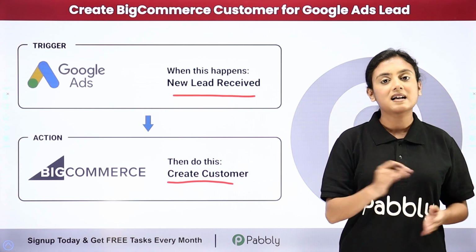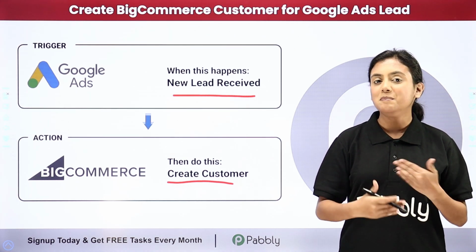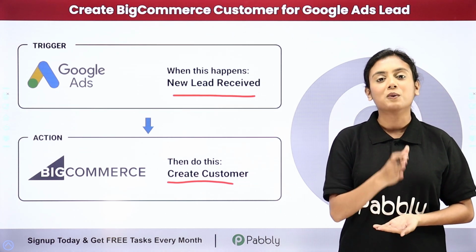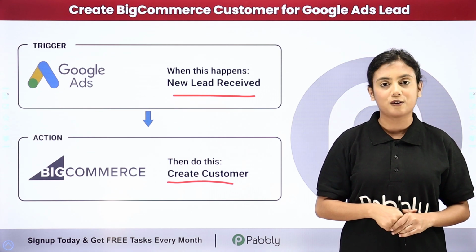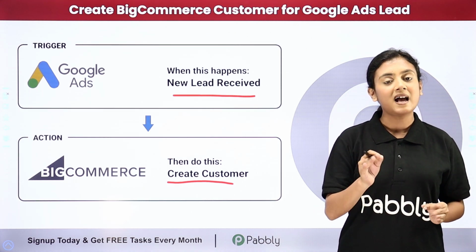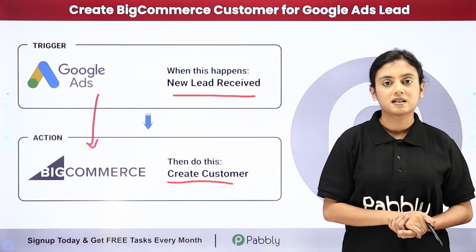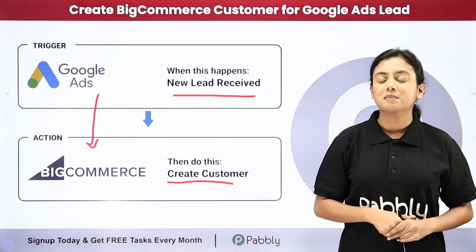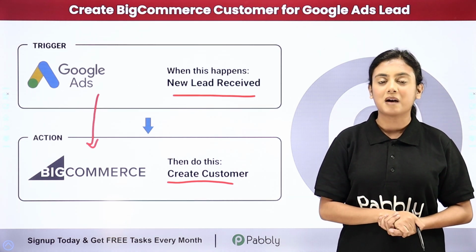Now creating these customers manually is very time consuming. So what I've done is I've simply automated this entire process with the help of Pabbly Connect, which is an amazing automation and integration software. And in this automation, I'm going to build the connection between Google Ads and BigCommerce with the help of it. So if you also want to learn about this amazing automation process step by step, let me take you to my screen.